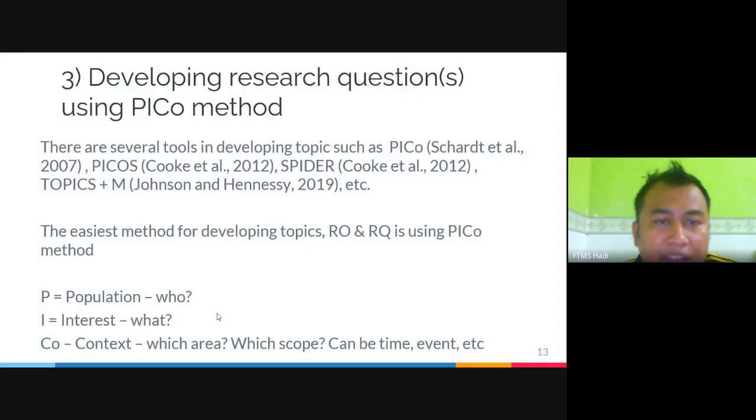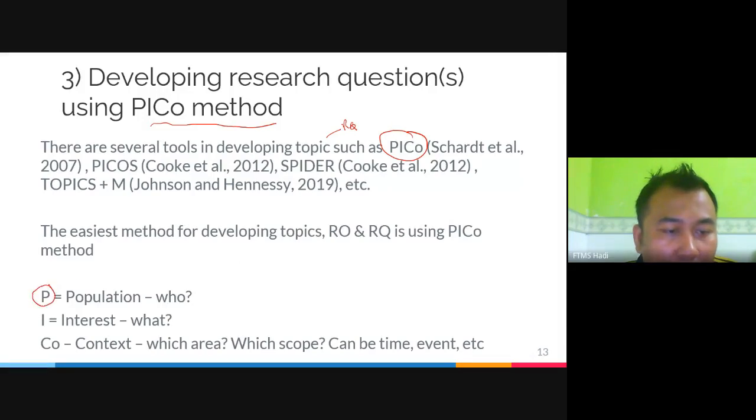Okay, let's have a look at the PICO method. There are several tools in developing a topic or research question, such as PICO by Shad et al. 2007, PICOS, which has an extra S, Cook et al. 2012, SPIDER 2012, Cook et al., and then topics plus M, Johnson and Hennessy 2019, and so on. So I recommend you to use PICO. So what does PICO stand for?